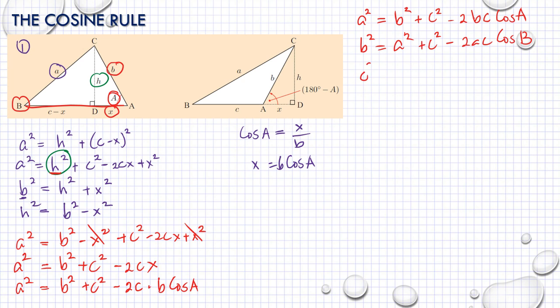Okay, and then if we want to calculate the length of the side C, we have A squared plus B squared minus 2AB, not BC, 2AB cosine, what will be? Cosine C, the opposite angle. Okay, then we're going to prove the same. This now is your cosine rule.